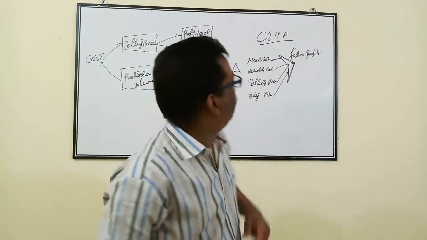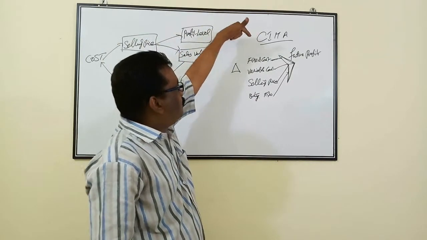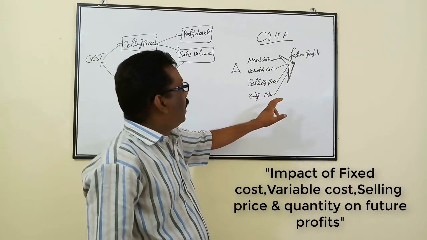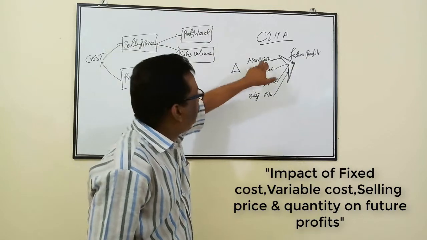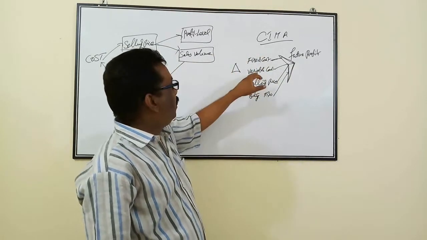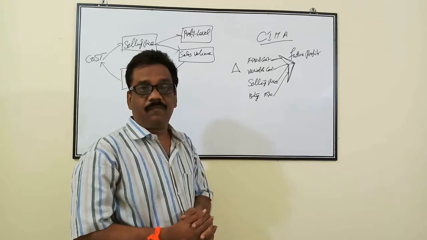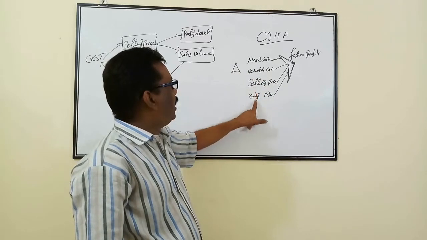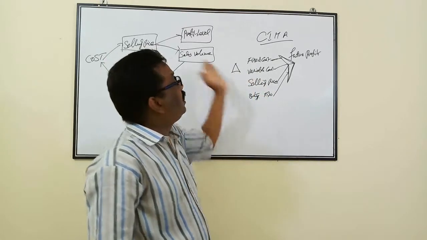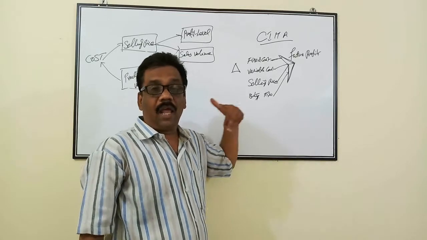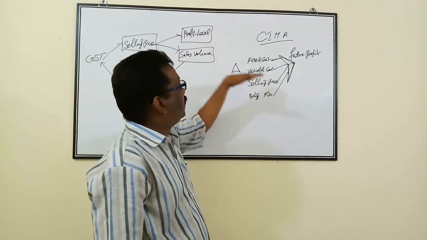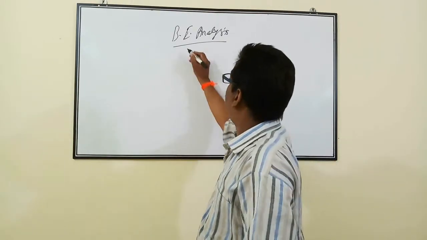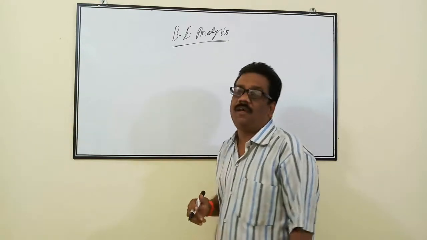While coming to the CVP analysis, as per CIMA London, it explains the future profits and the impact of fixed cost, variable cost, selling price and quantity mix. So, any changes in fixed cost, variable cost, selling prices and quantity mix, and how they affect future profits, are all explained in what we call the CVP analysis. An important area to be discussed under CVP analysis is break-even analysis.